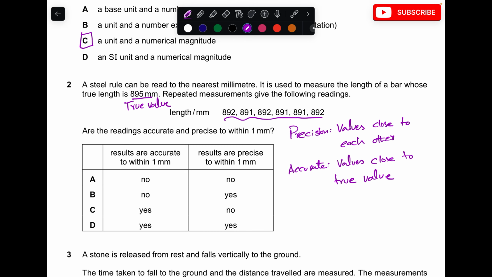So when we talk about accuracy, they're not close to the true value, as the true value is 895 and the values you have are 892, 891. So they are not close to that one, so they are not accurate. And when we talk about precision, yes, if you see them, they are close to each other. They're not spread out, right? So it's option B that is correct.